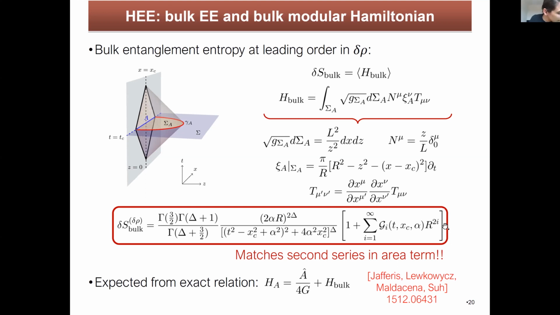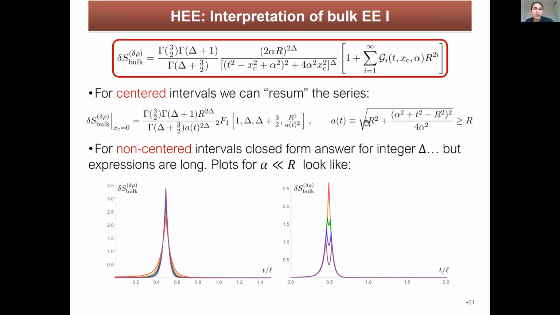So there are two more aspects of the calculation. The one is doing this calculation at higher orders in delta rho, and the second is the interpretation. So I'm going to first talk about the interpretation.